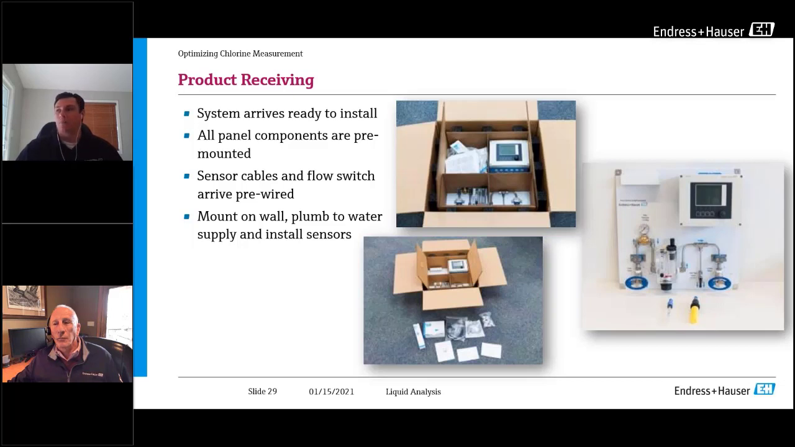So all you really need to do with this is mount this to the wall, plug in the sensors, plug in your water supply and your power, and you're good to go. Everything's already pre-wired, so all you have to do is, it's a little bayonet lock for our probes to connect to our cables, and you're off and running with it.